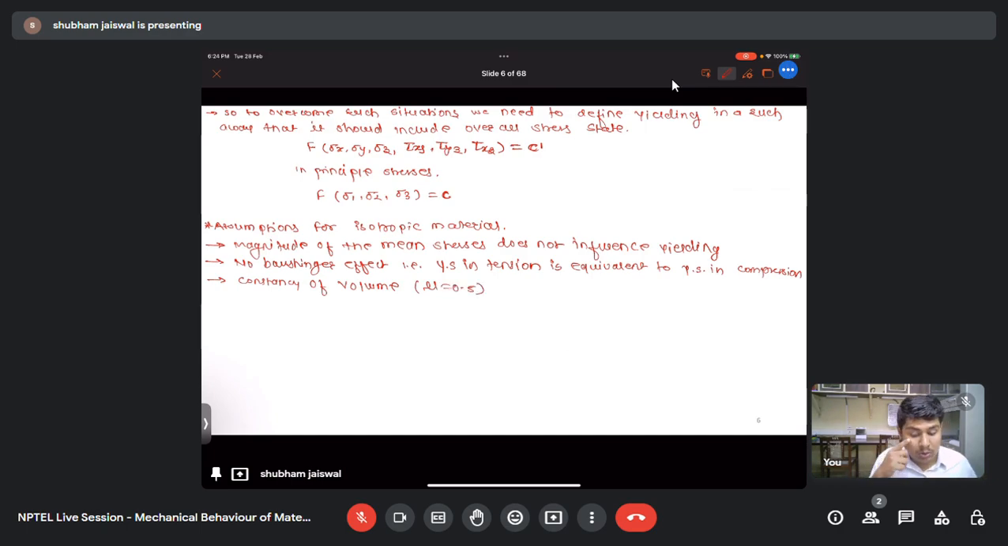Okay. So this we have seen, and then we have seen, as we are talking, that the material deforms mainly due to the shear stresses. So then we have seen how the principal shear stresses can be expressed in terms of the principal stresses. So we have seen different conditions. Let me draw.